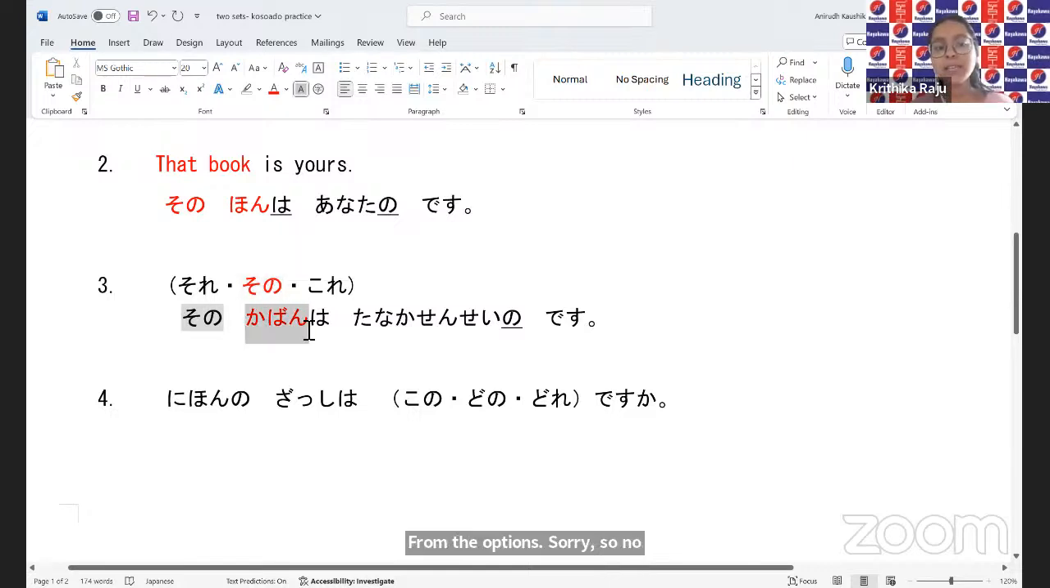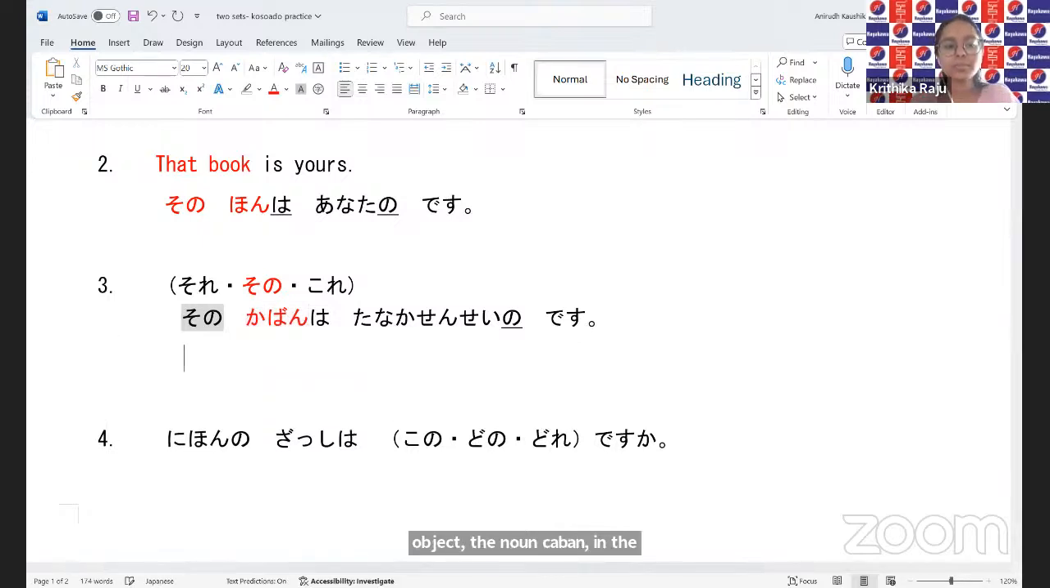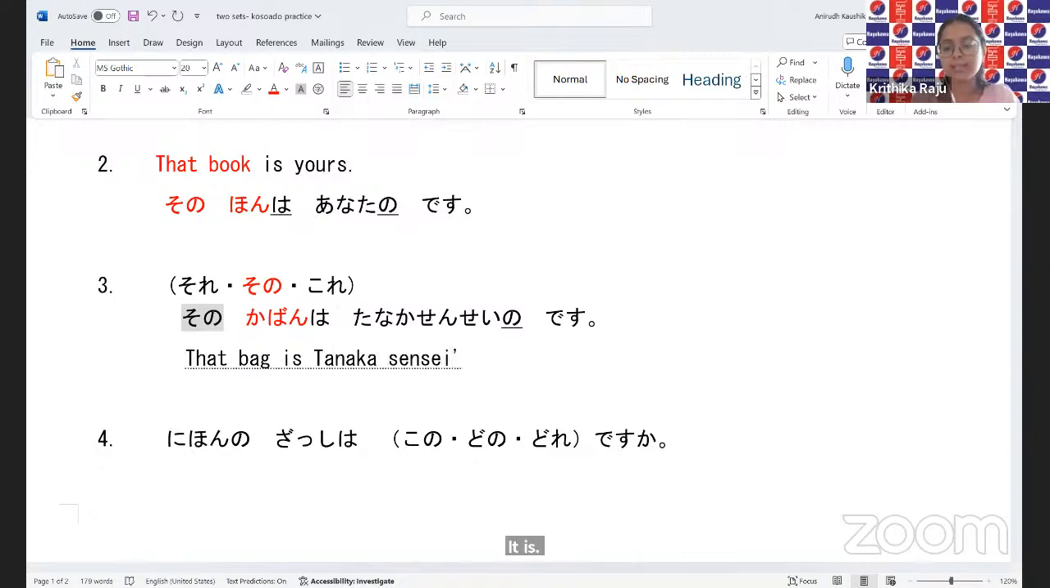So in this sentence, from the options sore, sono, kore, you pick sono as the right option because it is immediately followed by the object, the noun, kaban. This sentence translates to, this bag, sono kaban, sorry, that bag. That bag, sono kaban wa, as for that bag, it is Tanaka sensei's.